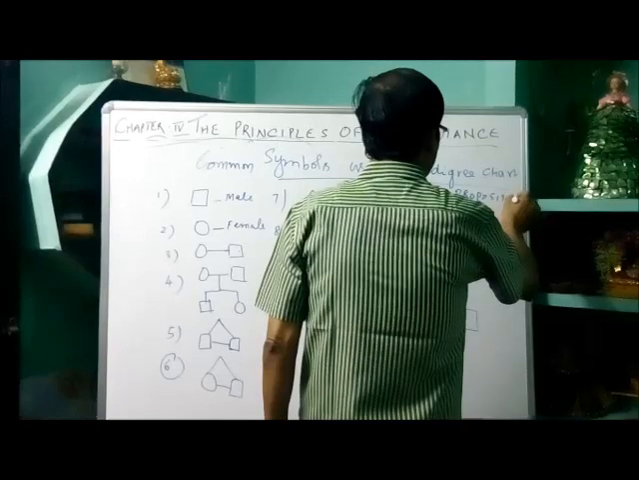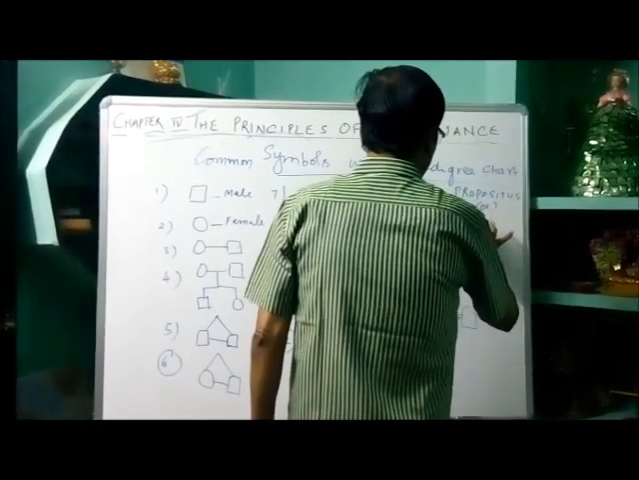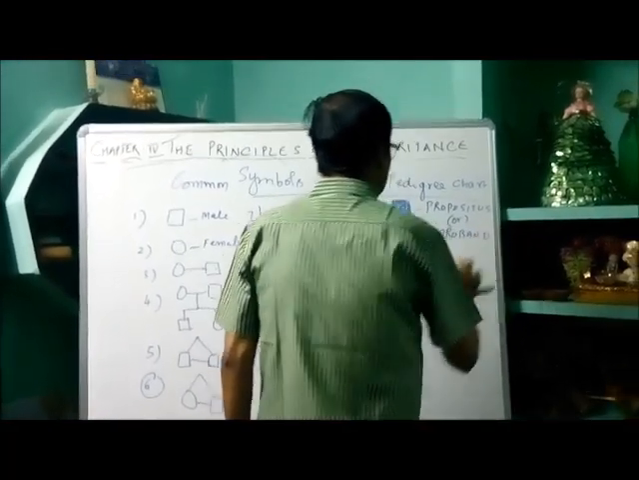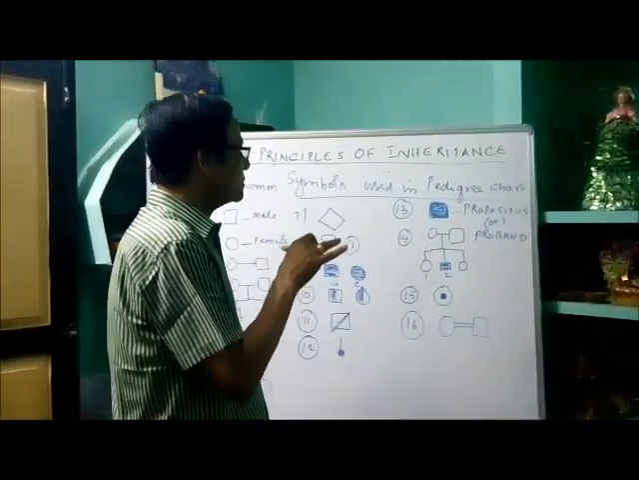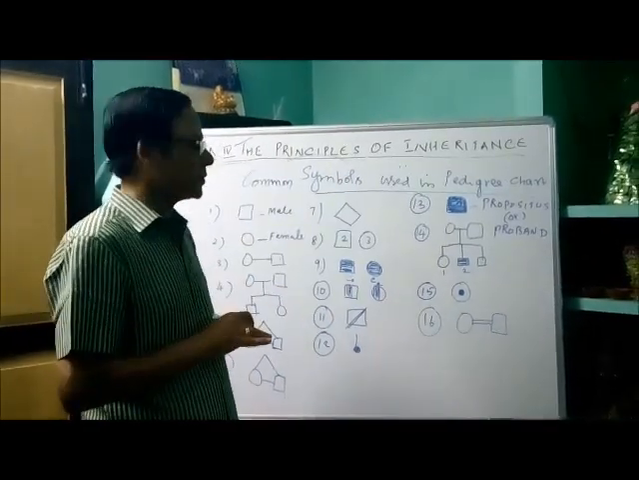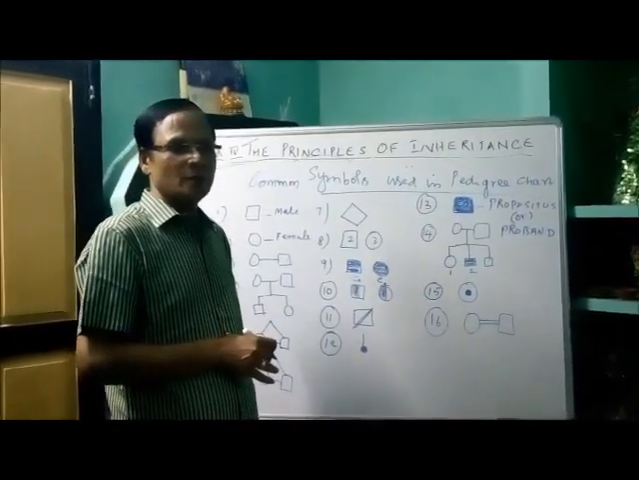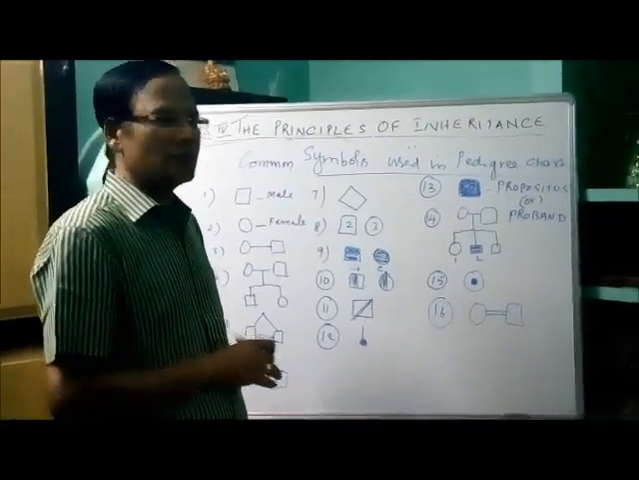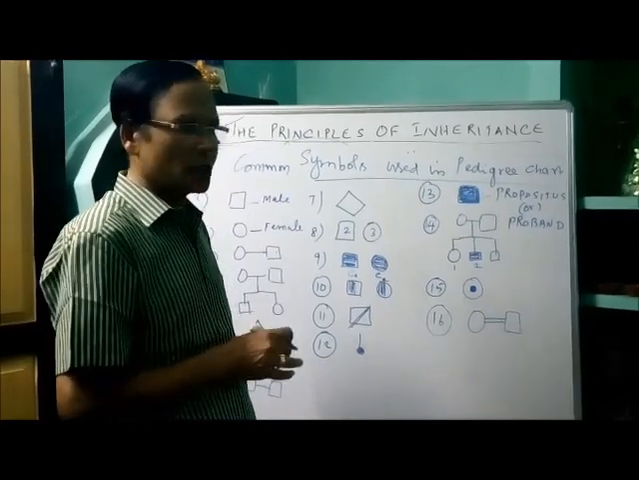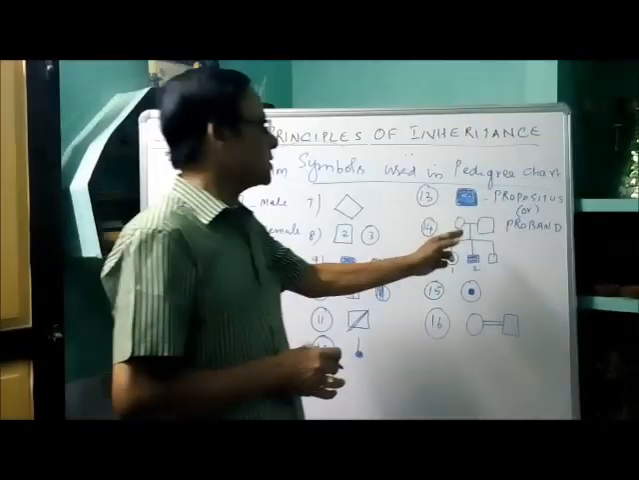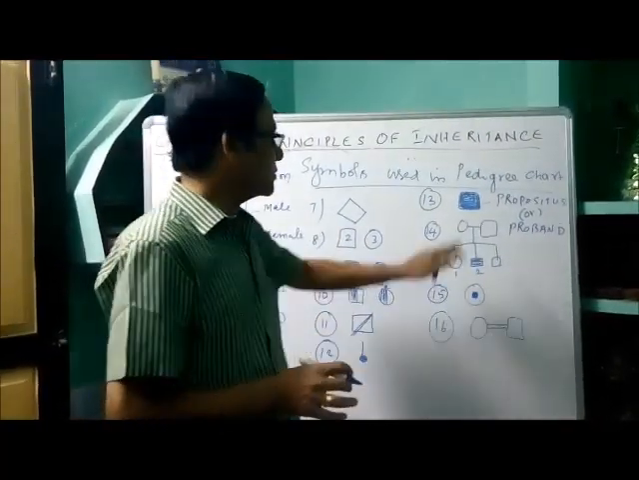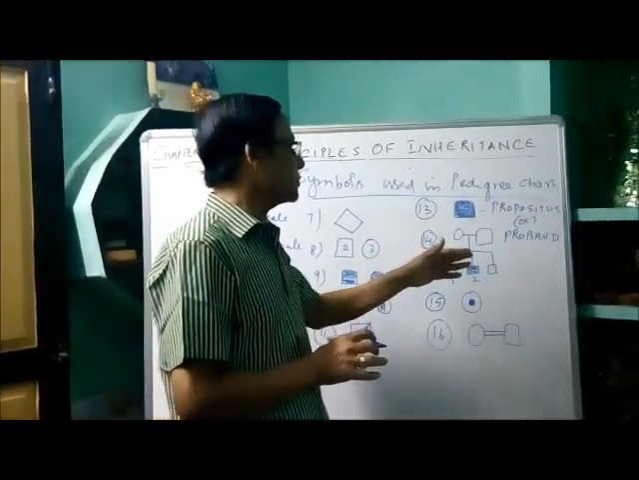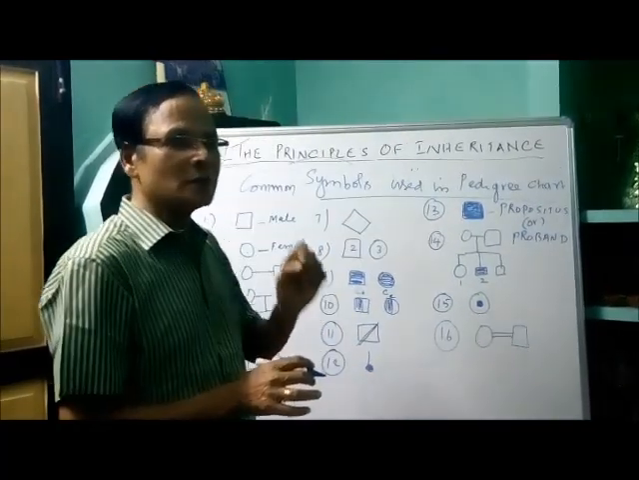Propositus or proband. The meaning of that is the first affected child. In a family there are 4 members. Maybe the second boy or a girl is affected, and that is the first affected child by the disease. Propositus or proband is used for a male, and for a female it is proposita. So propositus or proband refers to the first affected child.